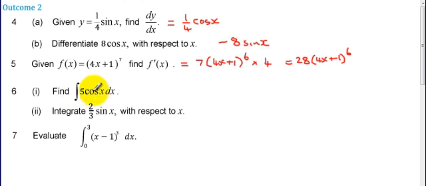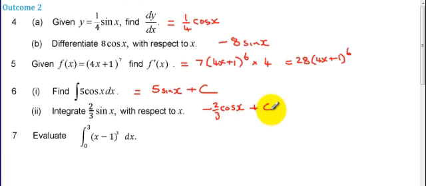Number 6, the integral of 5 cos x is 5 sin x plus c. Integrating 2/3 sin x, integrating sin we get negative cos, so to integrate 2/3 sin x we'll get negative 2/3 cos x plus c.